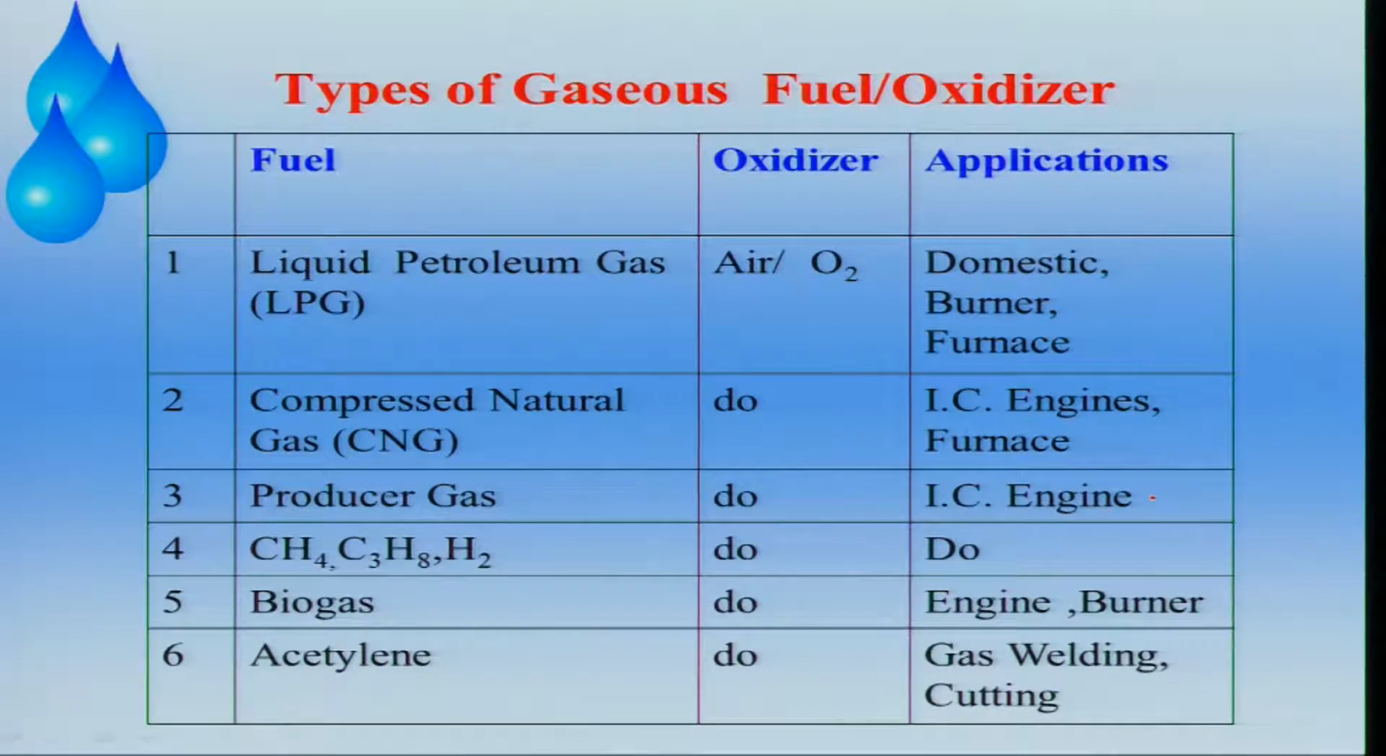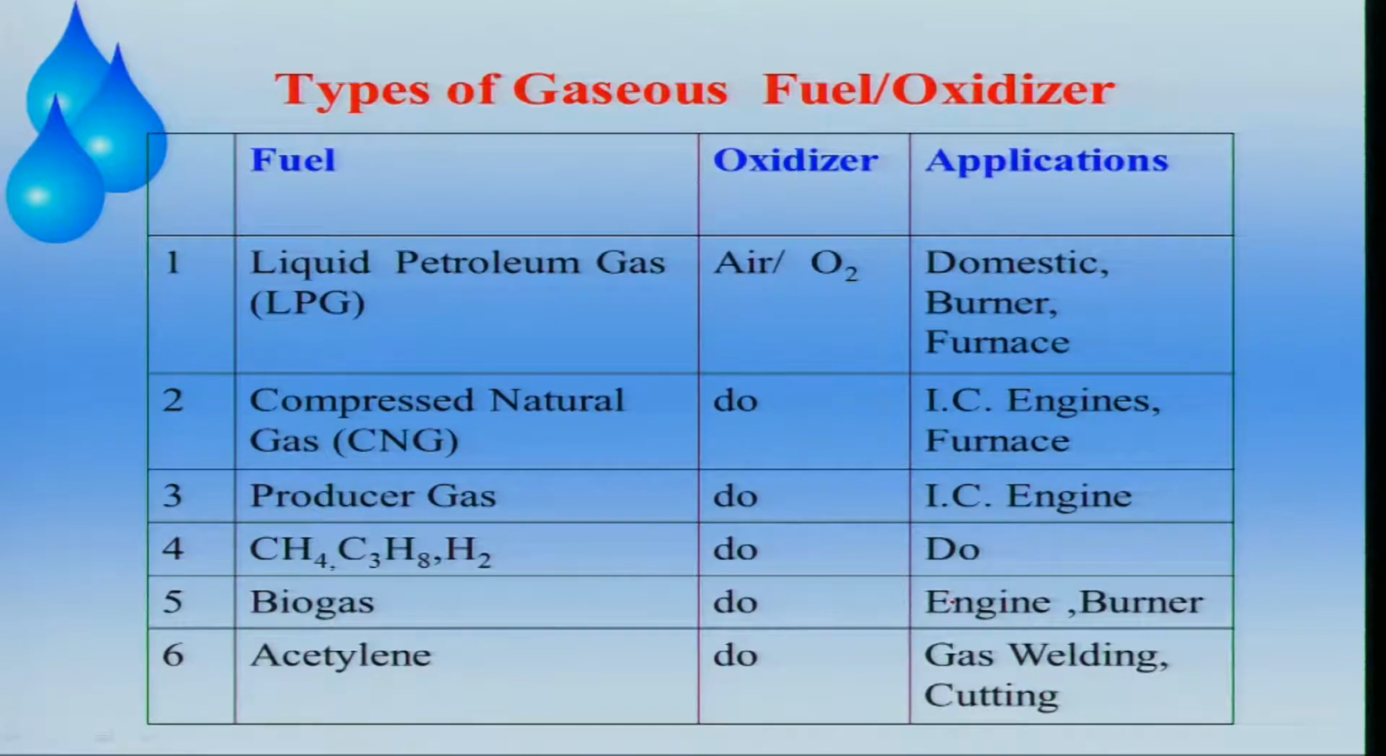So, IC engines and then boilers and furnaces, like methane, propane, hydrogen, can be used in several applications. Particularly hydrogen is a very, very good fuel, but unfortunately it is not available in nature. We need to convert fossil fuels or other forms of fuel to hydrogen. That is a big challenge, because it is a good fuel and has a higher calorific value as well.